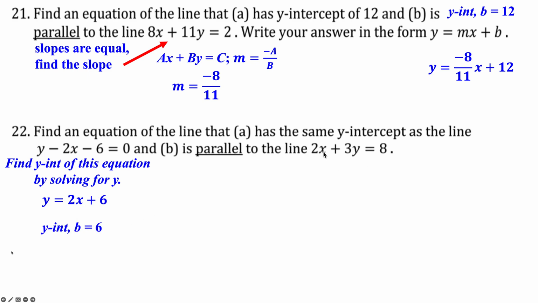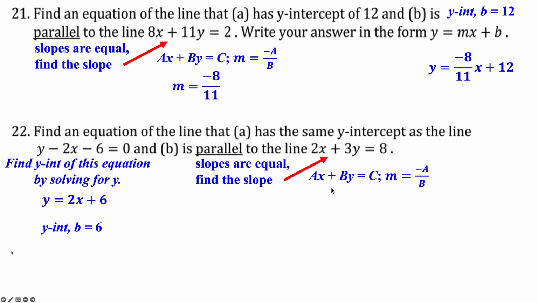But we want to be parallel to this line, so we're going to do the same step as we did up here. 2 is your a, so negative 2 over positive 3. There's my slope, negative 2/3. There's the y-intercept, they want me to use 6. There's the equation of my line, y equals negative 2 over 3 times x plus 6.